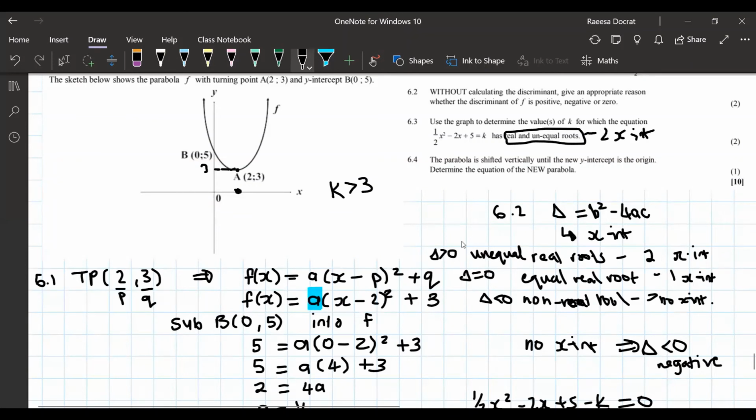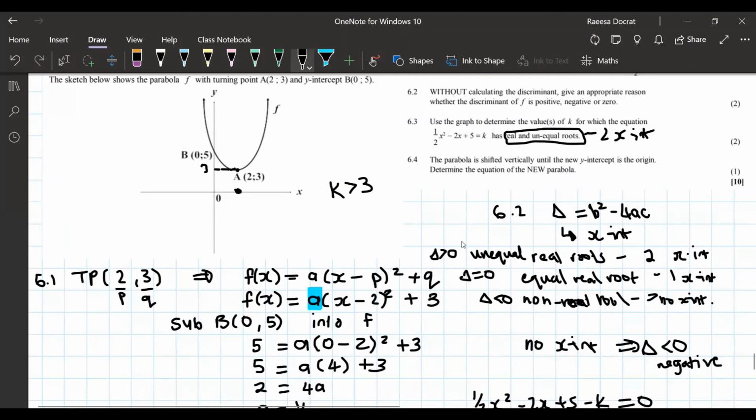Like I said, if you take this over to the other side, it's asking yourself, how many units should you shift it down so that you have 2 x-intercepts? If we shift it 1 or 2, we won't have any x-intercepts. If we shift it exactly 3 units down, it will have 1 x-intercept, which means equal roots. And if we shift it any more than 3 units down, it will start to have 2 x-intercepts.